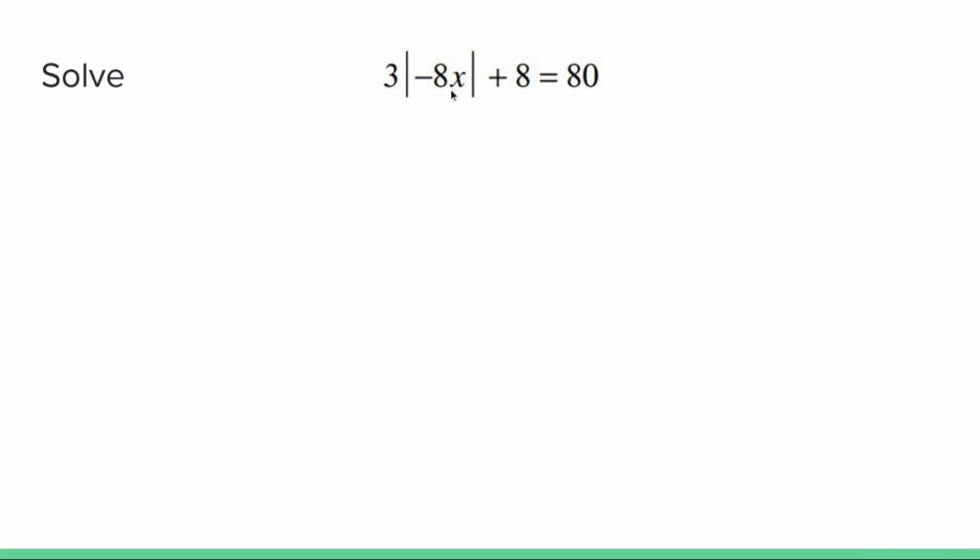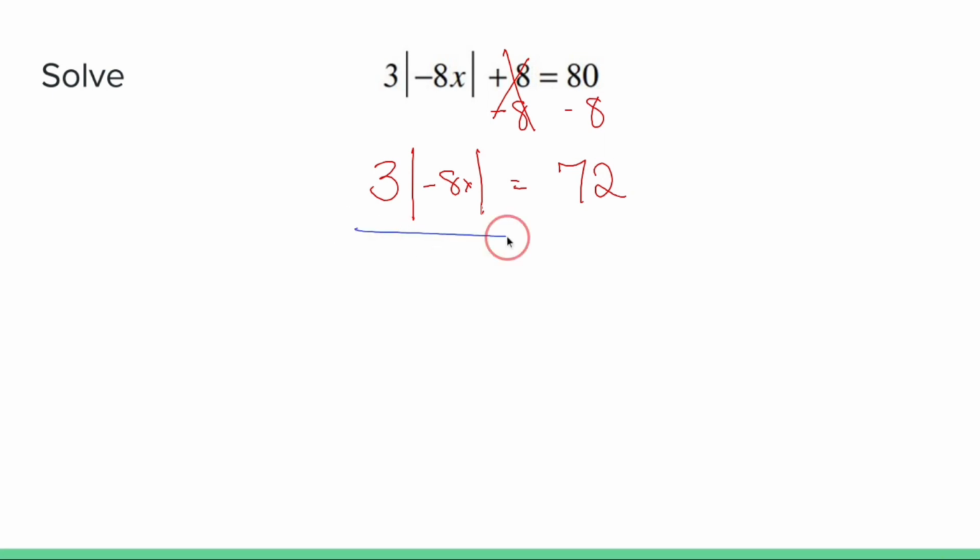Whenever you're solving an absolute value equation, what you need to do first is get the absolute value part all by itself. So if you're multiplying a 3 to it and adding an 8 to it, you get rid of them like you would for a normal two-step equation. So what I'm going to do first is subtract 8 from both sides, cross you out. So now I have 3 times the absolute value of negative 8x equals 72. Now I still have to get rid of that 3 that's lingering out in front. And the way we do that, since it's being multiplied, is we divide both sides. So now we have the absolute value of negative 8x equals 24.